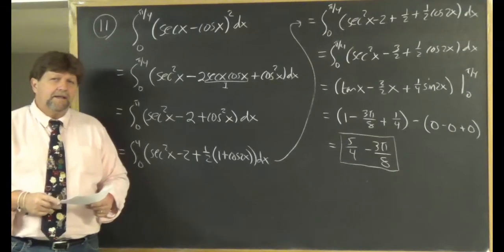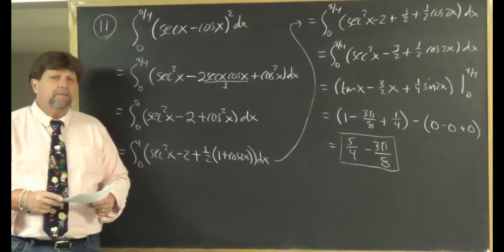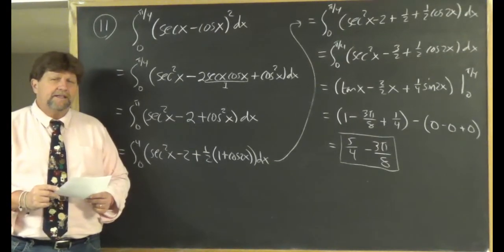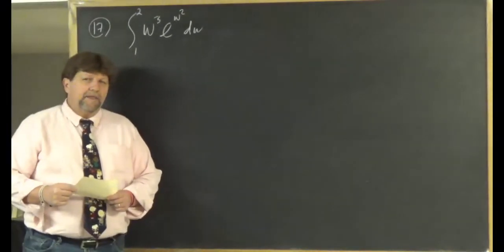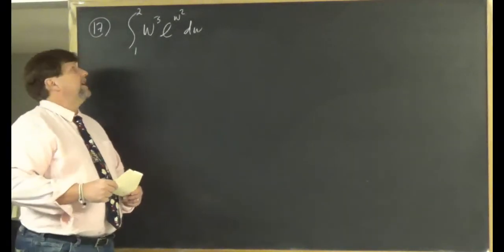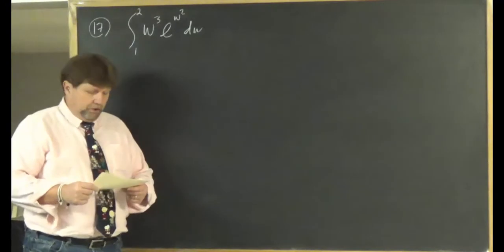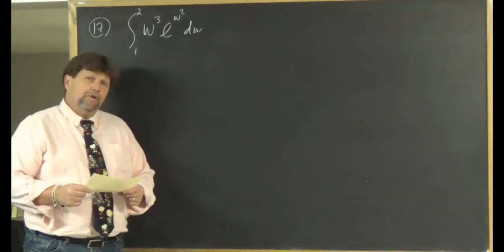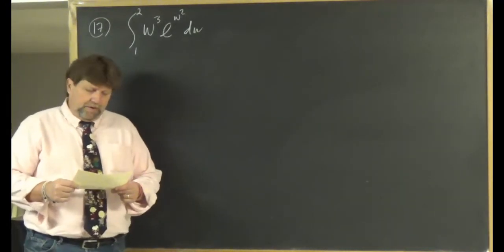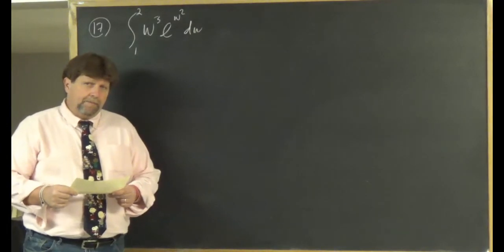I'll be right back to see the next odd number exercise we're going to do as an example. All right, the next one I thought we'd do as an example is number 17. This is integrating from 1 to 2, w cubed e to the w squared dw.